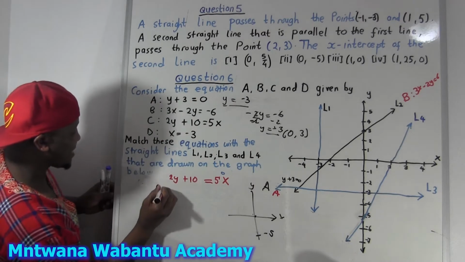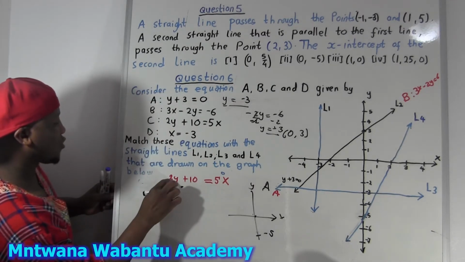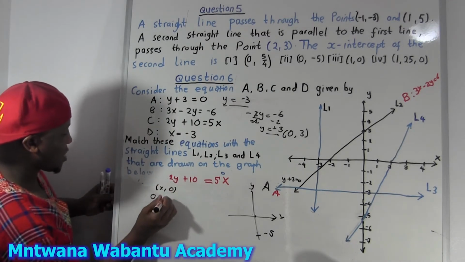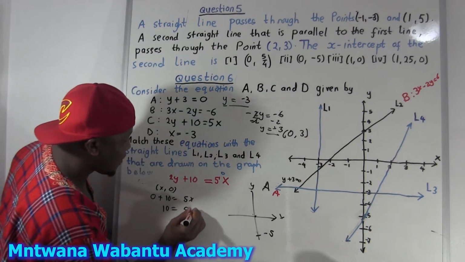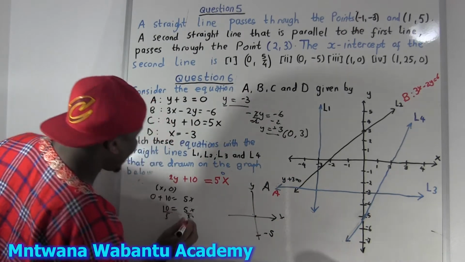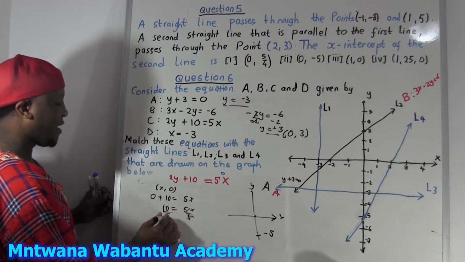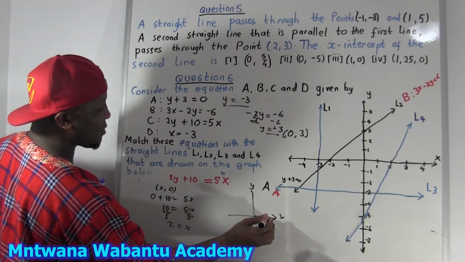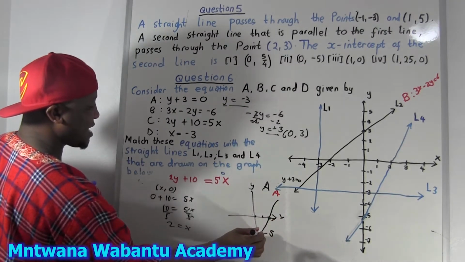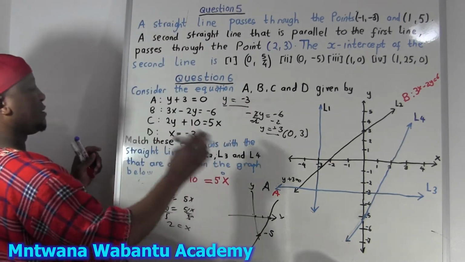Okay, when finding the x-intercept, now y equals 0. So y equals 0: 2 times 0 is 0, plus 10 equals 5x. 0 plus 10 equals 10. 5x divided by 5, divided by 5, this and this cancel. How many 5s in 10? 2. x equals 2. Oh, negative 5, x equals 2. 1, 2, somewhere here. So this is the equation of C.